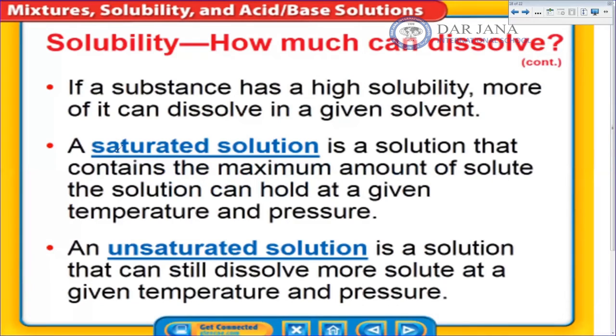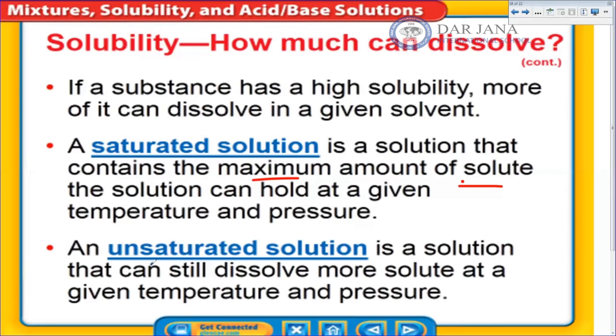Two more terms also to discuss here: saturated and unsaturated solutions. Mainly, a saturated solution, as it's defined here, contains the maximum amount of solute that a solution can hold at a given temperature and pressure. As I said before in the previous example, in this glass of water, when you reach a limit where no more sugar can be dissolved in this quantity of water, this means that this solution now is saturated.